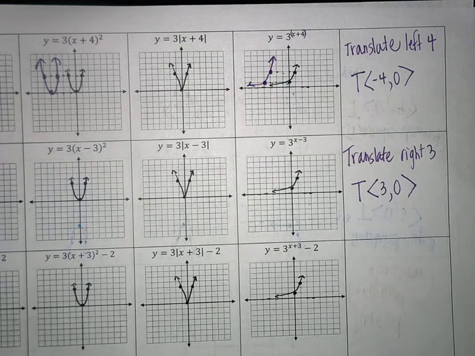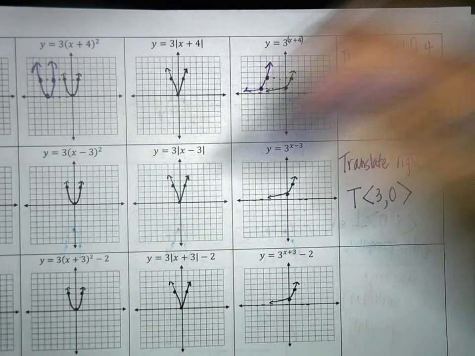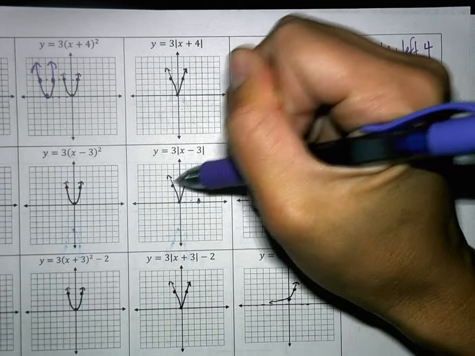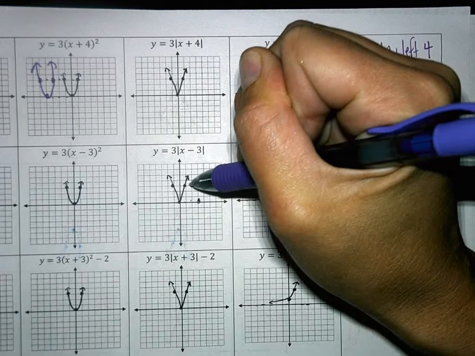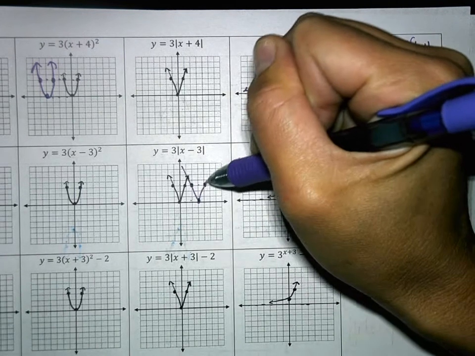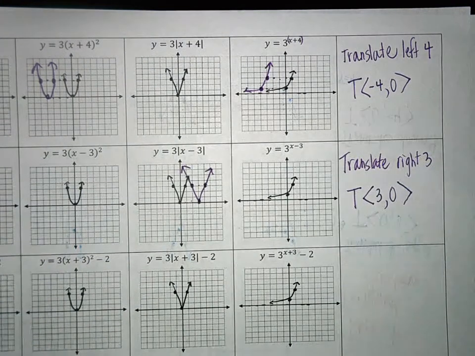Okay, so I'm just going to go ahead and do the absolute value one here. And so I'm going to go right 3. So I'm just moving each of these points to the right 3. Okay, any questions?